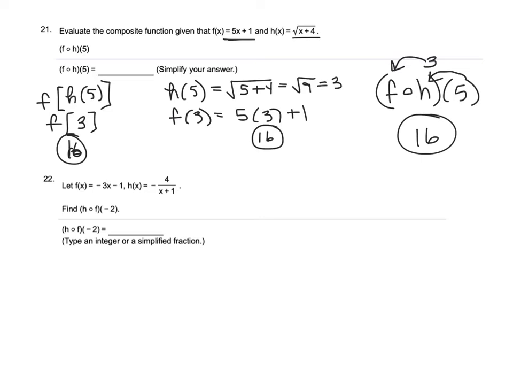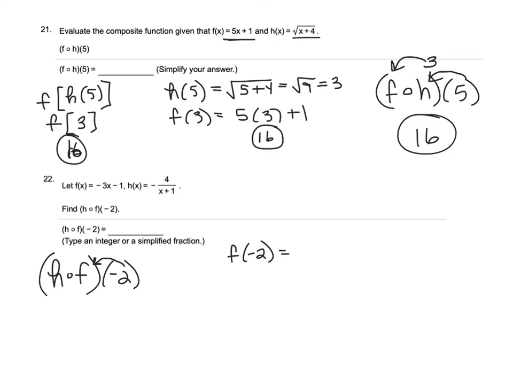So let's try it for 22. Okay, so let's see. See what I'm talking about? If you have h of f of negative 2, this time our x is negative 2. If you want to use the notation, you take negative 2 and you plug it into f first. Okay, so let's do that. Let's find f of negative 2.